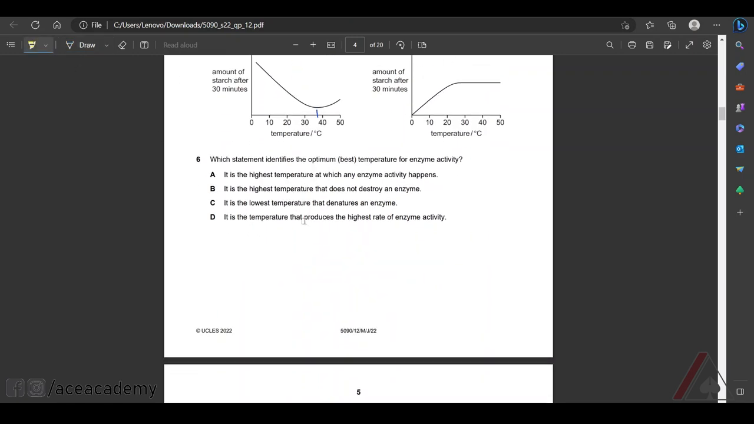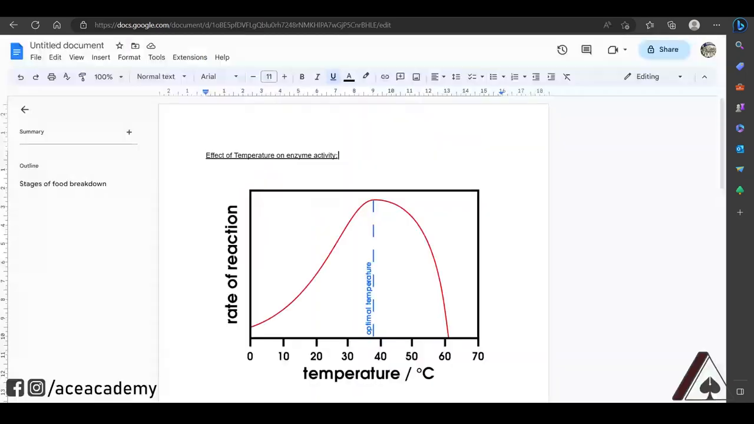Number 6. Which statement identifies the optimum or best temperature for enzyme activity? Let's look at the options. A is the highest temperature at which any enzyme activity happens. Now for this question, I want you to look at a graph, this one of rate of enzyme activity against temperature.